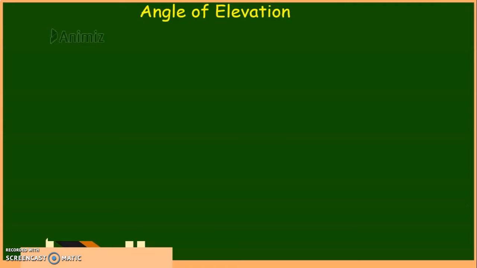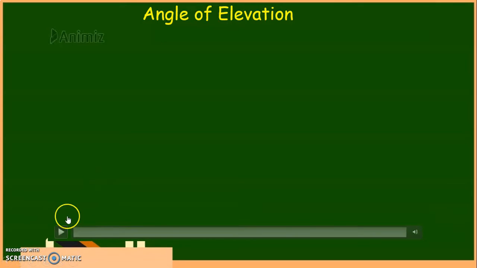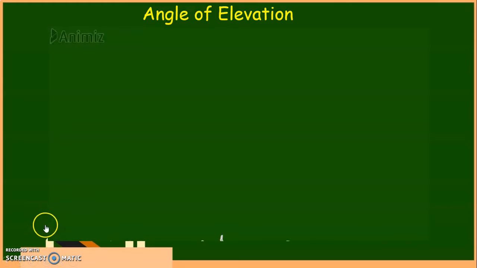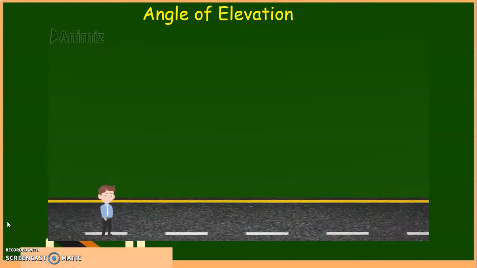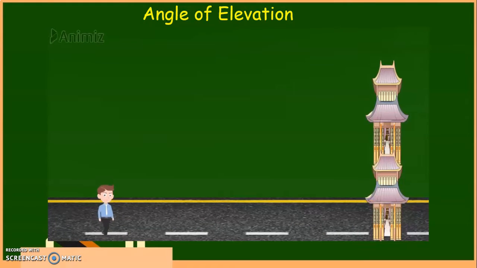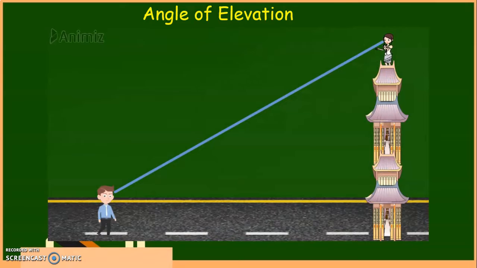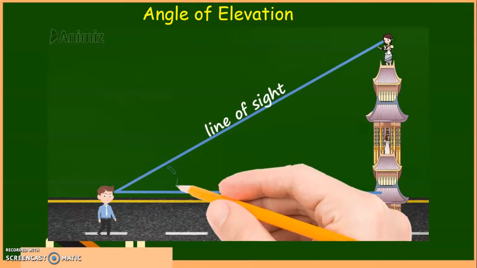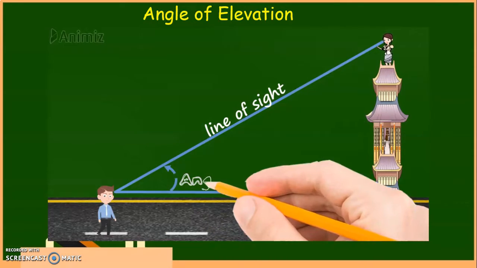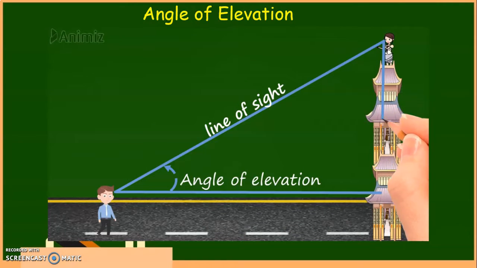Now, if you want to solve questions using trigonometry, we need two main definitions. First, we need to know what is the angle of elevation. You can see here a boy is walking on the road and sees a girl standing on the top of the tower. The line joining the boy and the girl is known as the line of sight. And if you draw the horizontal line, then the angle made by the line of sight with the horizontal line is known as the angle of elevation.